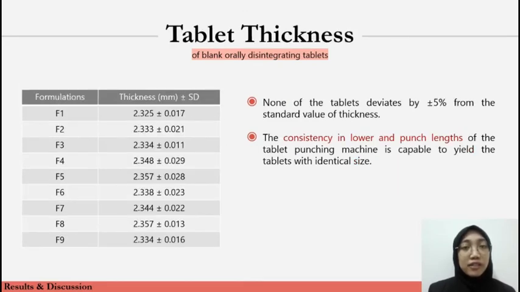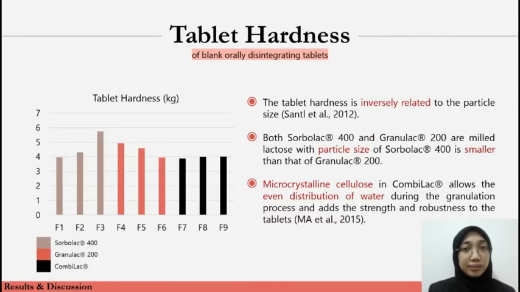The thickness of the tablets was also identical. For tablet hardness, it is inversely related to the particle size. Based on this graph, the hardness increased as the concentration of Sorbolac increased from F1 to F3, while the increasing concentration of Granulac caused the hardness to decrease in F4 to F6. Both Sorbolac and Granulac are milled lactose, with the particle size of Sorbolac smaller than that of Granulac.